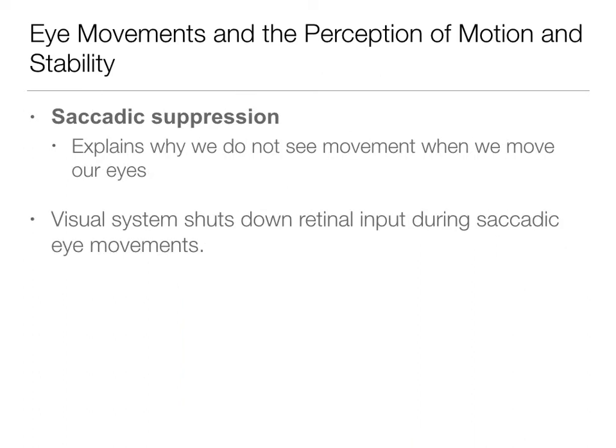We also have saccadic suppression, which is why we don't see movement when we move our eyes. So when we move our eyes, we don't see the objects as moving because we have suppression. The visual system shuts down the retinal input during those eye movements, so that we're not perceiving motion where there is no motion. So the visual system can suppress the images coming onto the retina because it knows that the eyes are in movement.